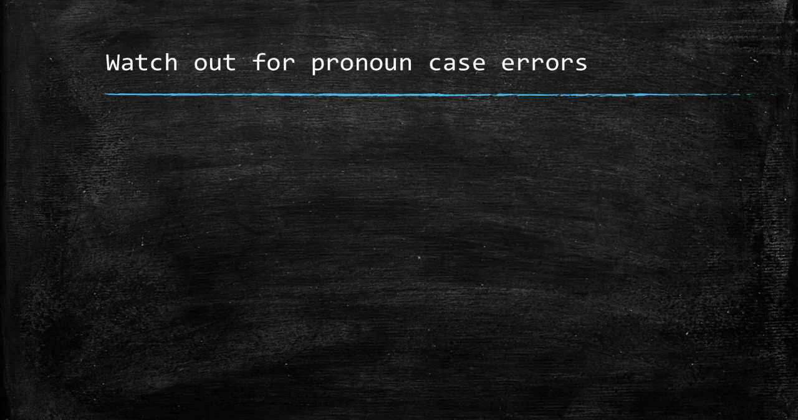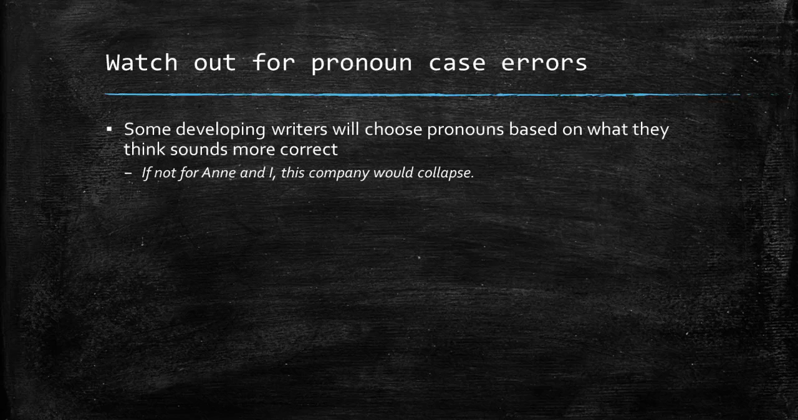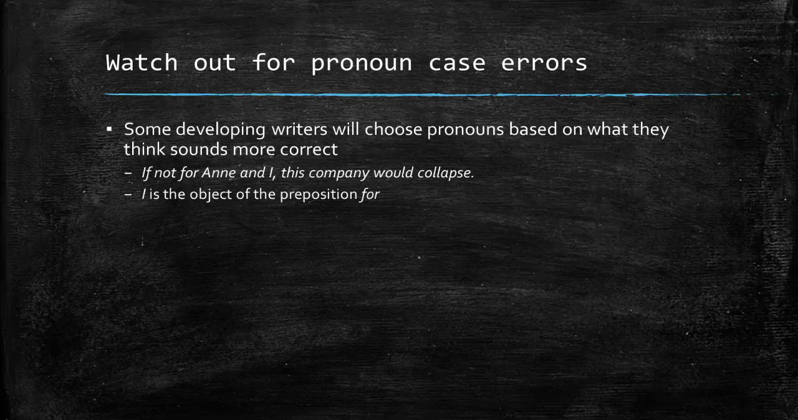Lastly, watch out for pronoun case errors. Some developing writers will choose pronouns based on what they think sounds more correct without really knowing the rules, as in this sentence: if not for Anne and I, this company would collapse. I is an object of the preposition for, if not for Anne and I. It's the object of the preposition.